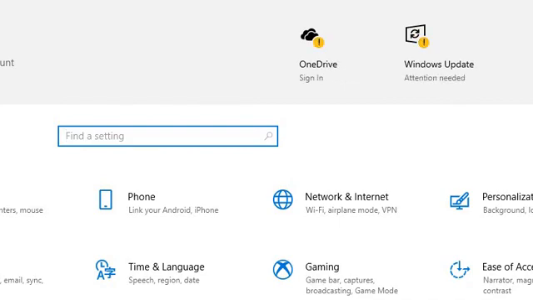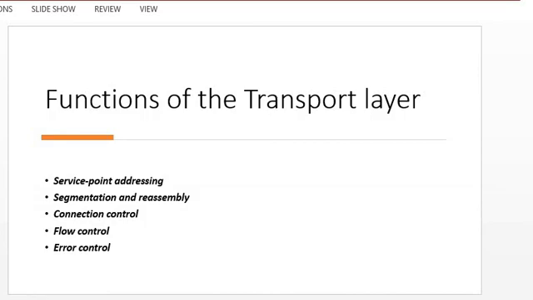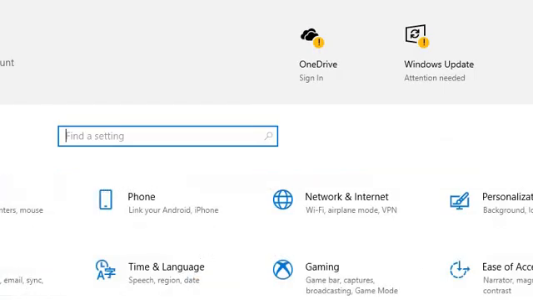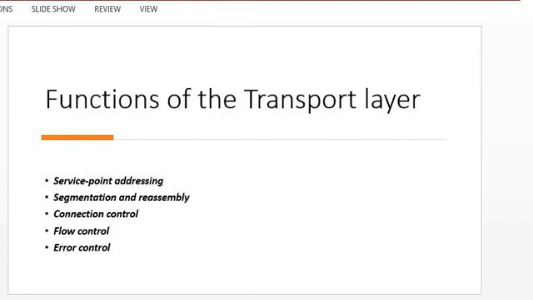Apologies for that. Then in a connection-oriented transport layer, unfortunately, this machine seems to be misbehaving. Let me just try to address this so that it doesn't keep popping up. Let me see. Try to close these windows. All right. Hopefully it won't pop up again.